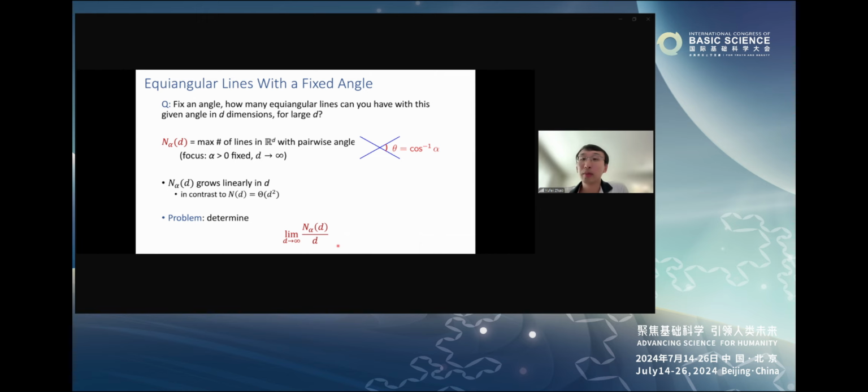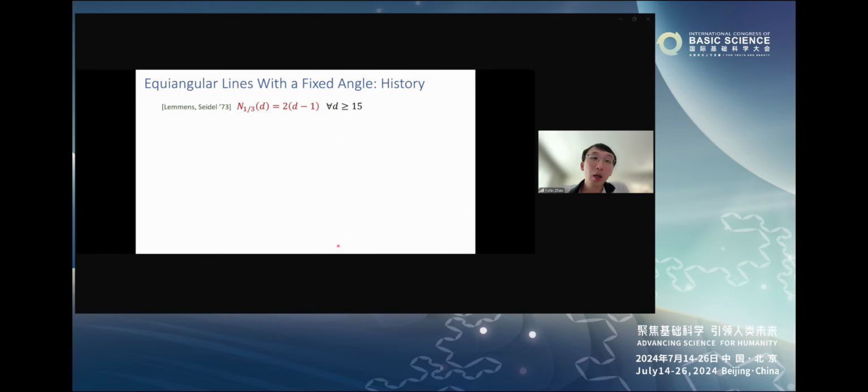So let me go through quickly some history around this problem. Although equiangular lines have been studied for much longer, the first paper that gives a result on equiangular lines with a fixed angle was written in the 70s by Lemmens and Seidel. And they showed that for the angle whose cosine is 1/3, they actually determined what is the maximum number of lines in every dimension. And in particular, for sufficiently high dimensions, as long as the dimension is at least 15, the answer is given precisely by this formula here, 2 times d minus 1.